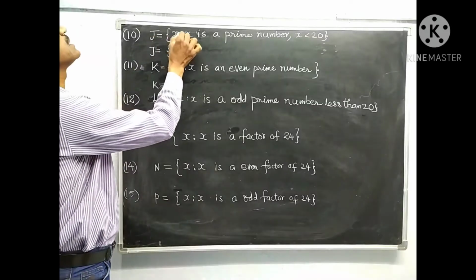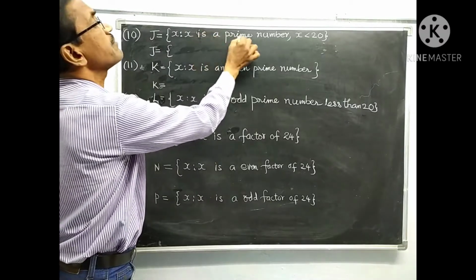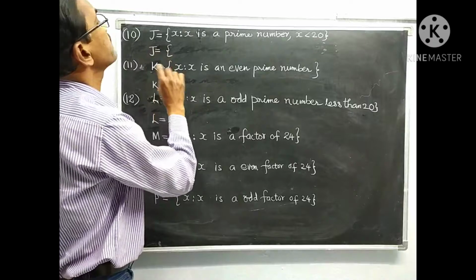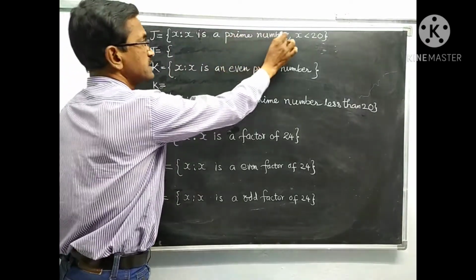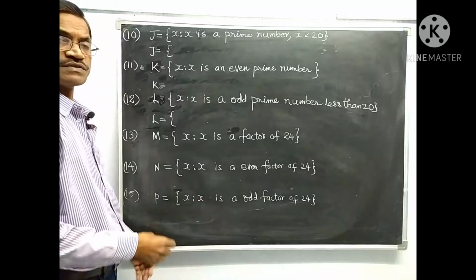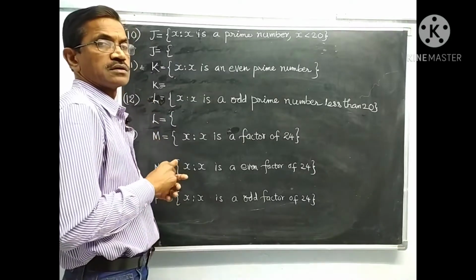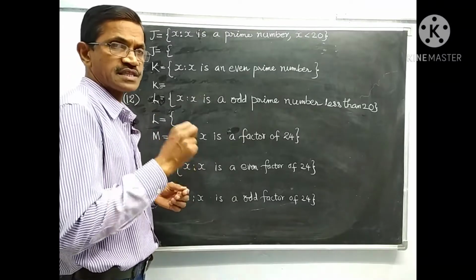J is equal to x such that x is a prime number less than 20. What are the prime numbers less than 20? You know that prime numbers are numbers which are divisible by only 1 and itself. They are not divisible by any other number other than 1 and itself.